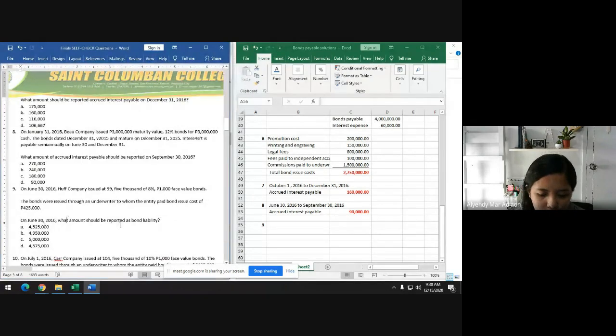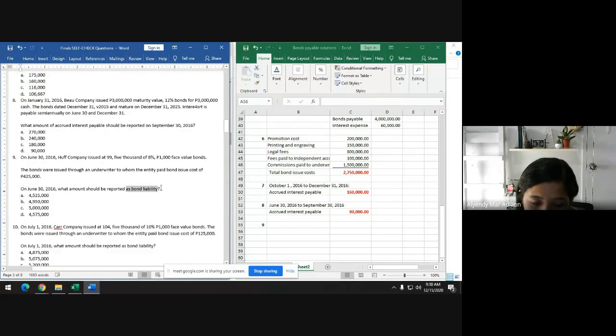Okay, on June 30, 2016, what amount should be reported as bond liability? So remember that when the question asks how much the bond liability is, we base it on its carrying amount. That would be the bonds payable at face value minus discount or plus the premium. And also, if there are bond issue costs, we deduct the bond issue cost. Okay. So, how much is the bond liability on June 30?